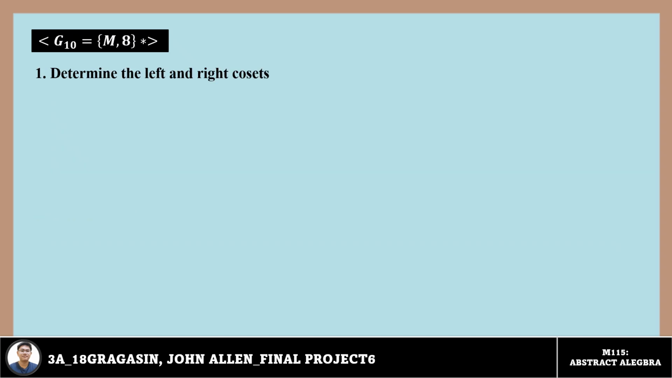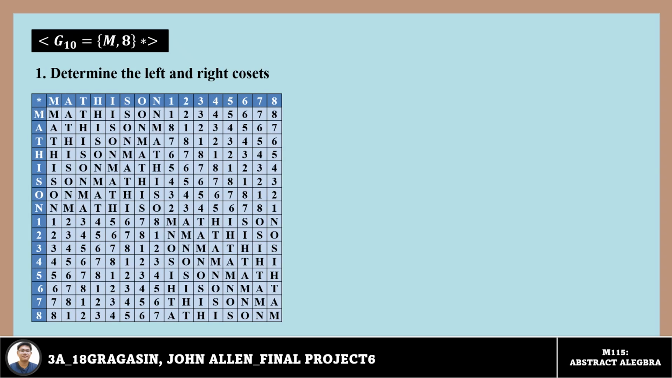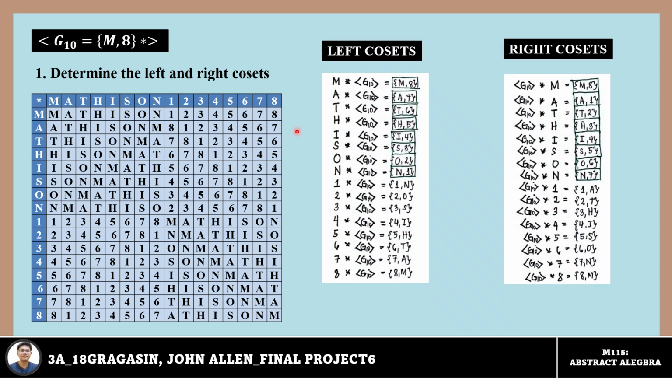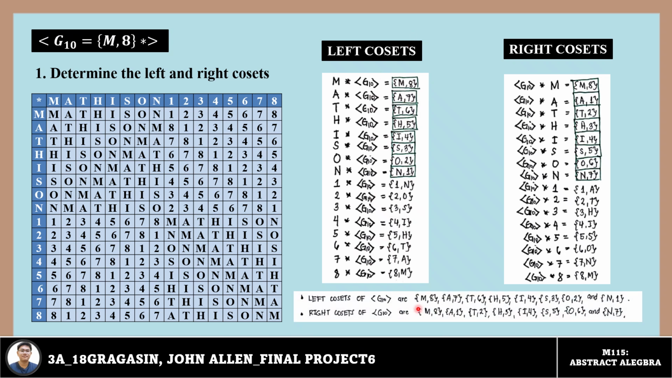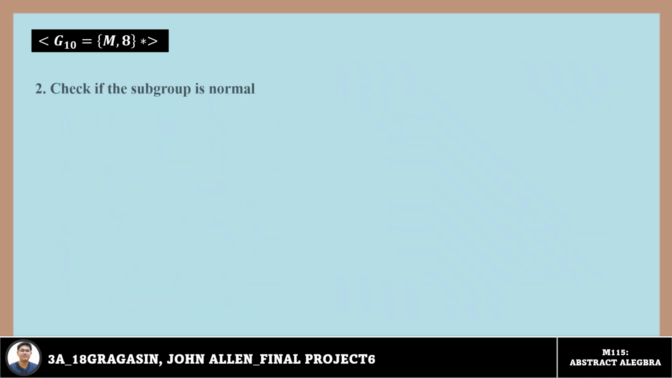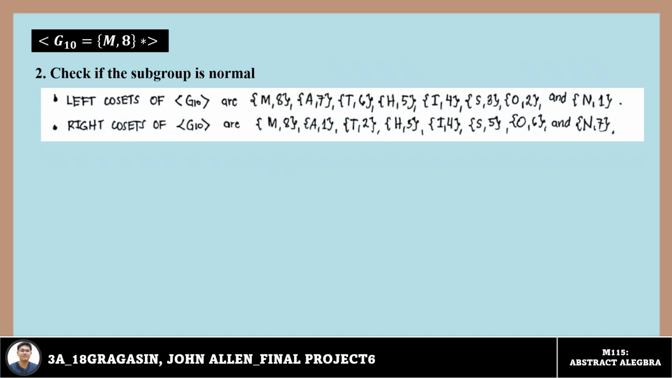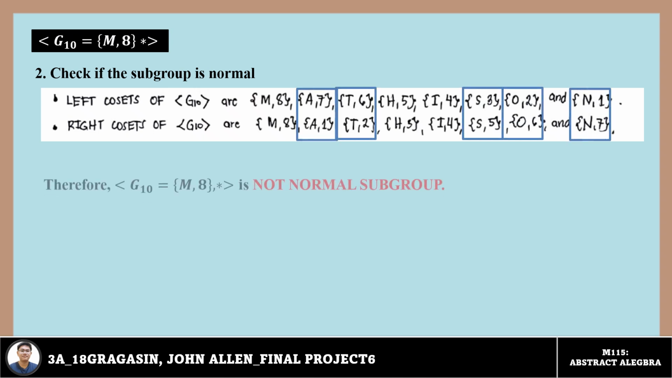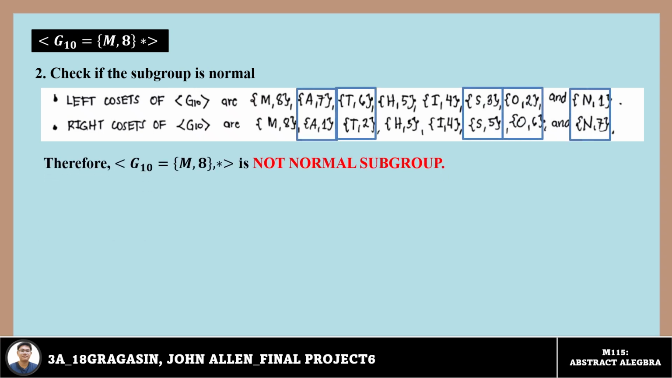And then for our G sub 10, we have again our table, and by using the table and operating this one, we have these. And then our left and right cosets are these, since these are the elements that coincide with the elements in left and right cosets. So to check if it is a normal subgroup, as you can see here, some of the elements are not equal. Therefore, G sub 10 is not a normal subgroup.